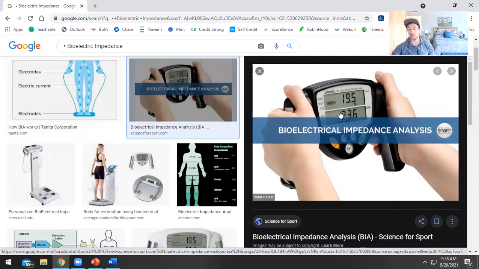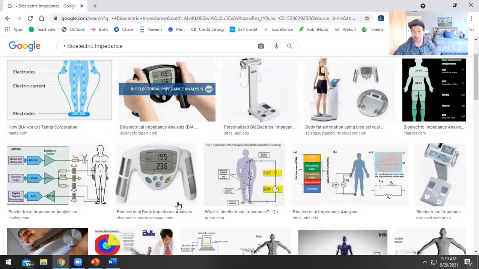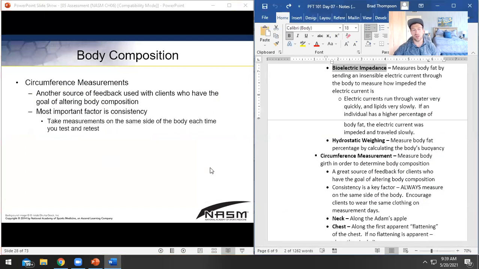So this person right here has about 19.5% body fat, which is pretty low. That's pretty good. Because I think that's a female hand, so that's exceptionally good. So that's how it's going to do. Electric currents run through water very quickly. It runs through lipids very slowly.